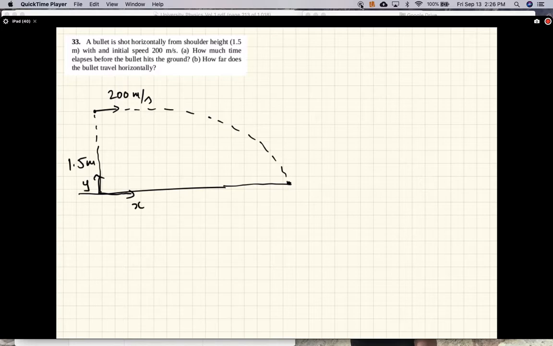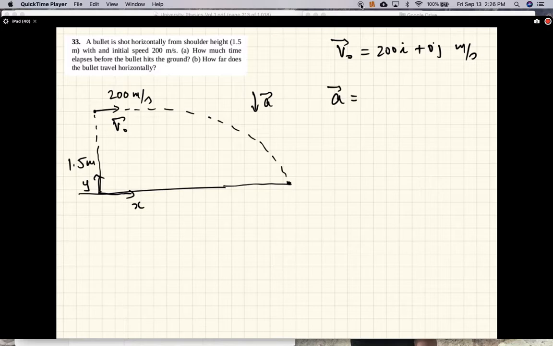Here's the x-axis, here's the y-axis, and you want to write your acceleration vector and then your initial velocity vector. So here's the initial velocity vector, and here's the acceleration vector. The initial velocity vector in components is 200 i plus 0 j meters per second. There's no y component to the velocity.